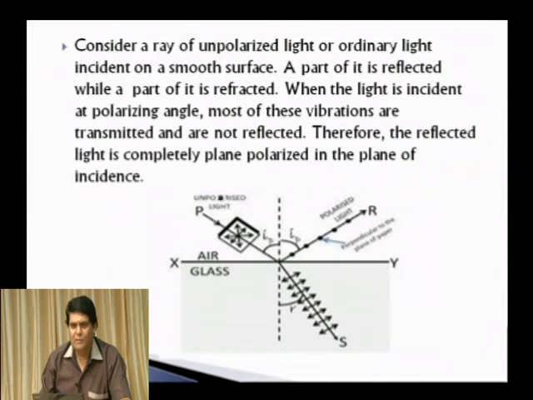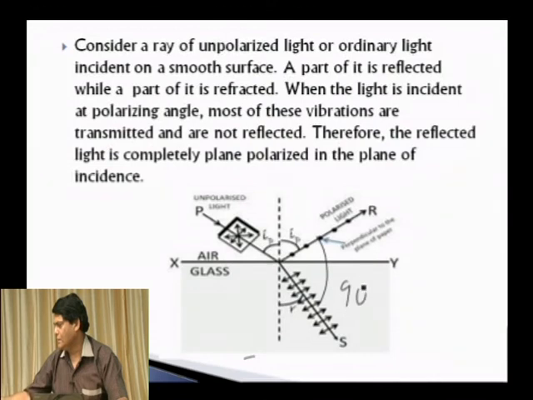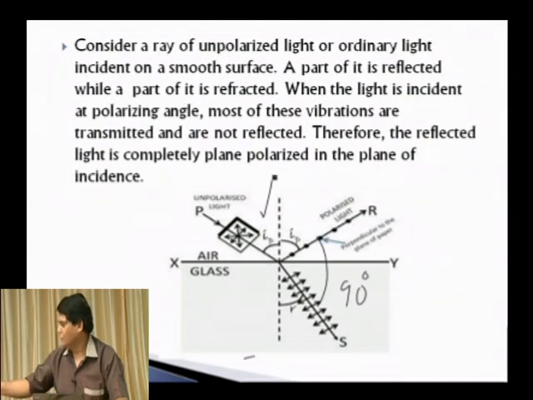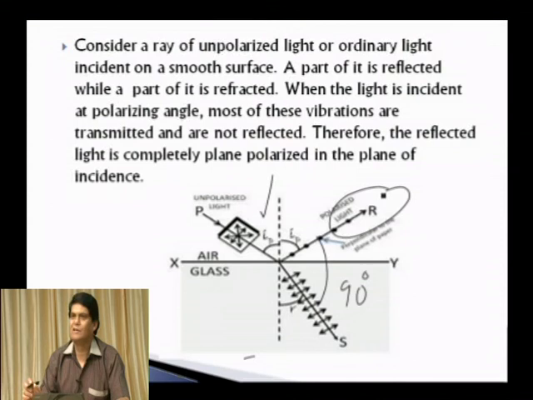So here is one of the principles by means of which one can get polarized light: reflection. Again, if you increase or decrease the angle, at a certain angle the reflected light and the refracted light will be perpendicular to each other. That means it makes an angle of 90 degrees. If this angle is 90 degrees, then the angle of incidence is referred to as the Fresnel angle. One can get the maximum polarized light for this angle.